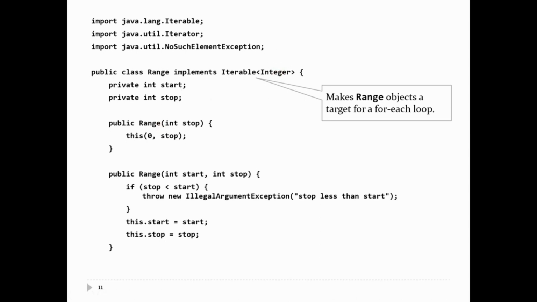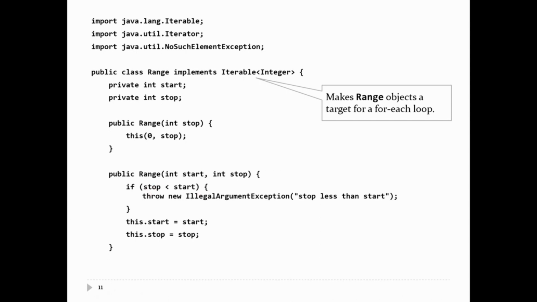Okay, so we have our first constructor. It takes in only a stopping value, so this is the one that's going to count from 0 up to, but not including, stop. And I'm just going to chain this to the second constructor. The second constructor takes in two values, start and stop. So we're going to start at start, and we're going to go to stop. Start is always less than, or equal to, stop.